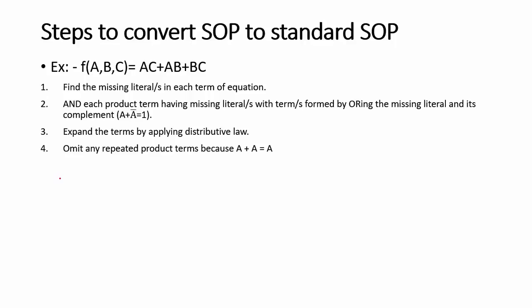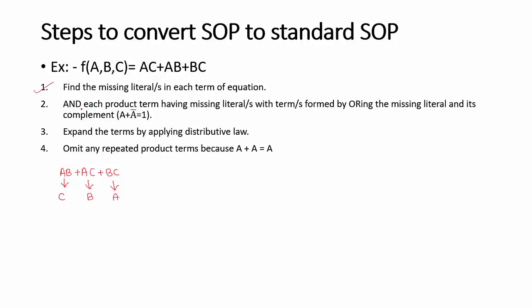So let me just write down the expression here. AB + AC + BC. So in the first term C is missing, in the second term B is missing, and in the third term A is missing. So we have identified the missing literals in each term of the equation. So step 1 is done.